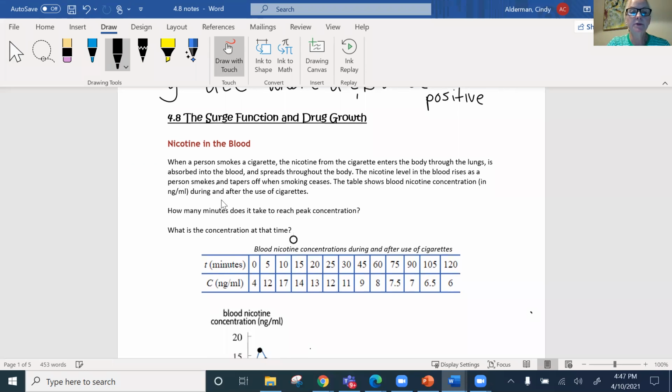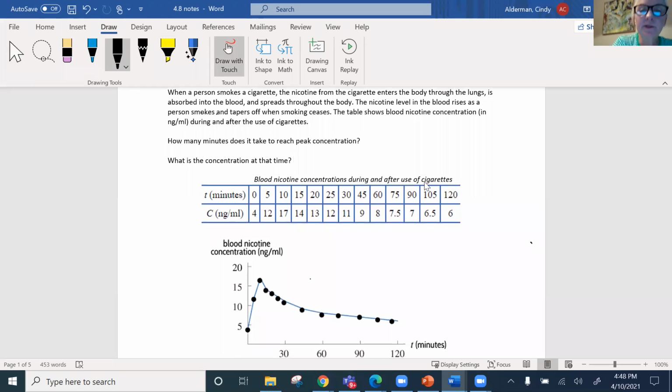Here they're saying that when a person smokes a cigarette, the nicotine from the cigarette enters the body through the lungs, is absorbed into the blood and spreads throughout the body. The nicotine level in the blood rises as a person smokes and tapers off when they stop. The table shows blood nicotine concentration during and after the use of cigarettes. So the first question is, how many minutes does it take to reach peak concentration, and what is the concentration at that time? First, let's take a look at what's really happening.